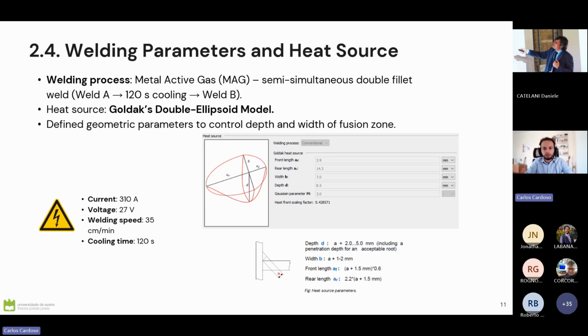The heat input was modeled with Goldak's double ellipsoid formulation, since it can accurately represent the heat distribution. In Simufact, to match the exact weld throat, the geometric parameters of the heat source were defined as seen in the figure on the right.